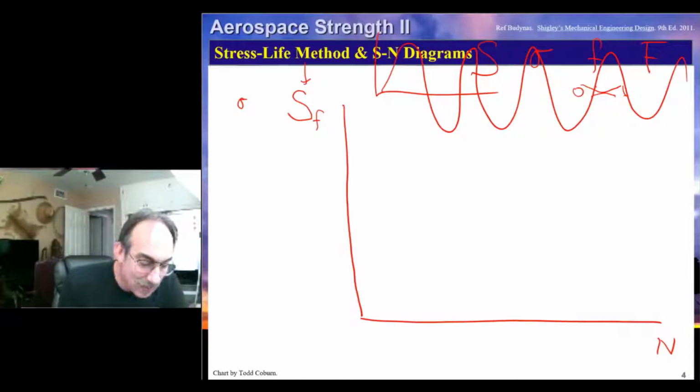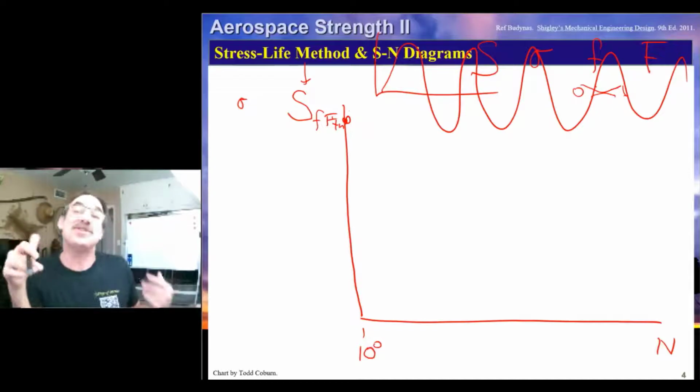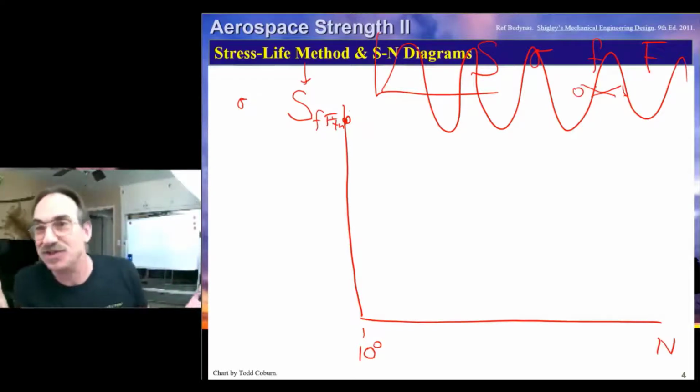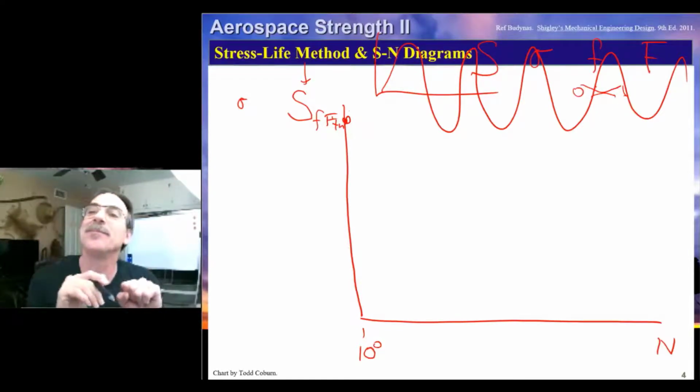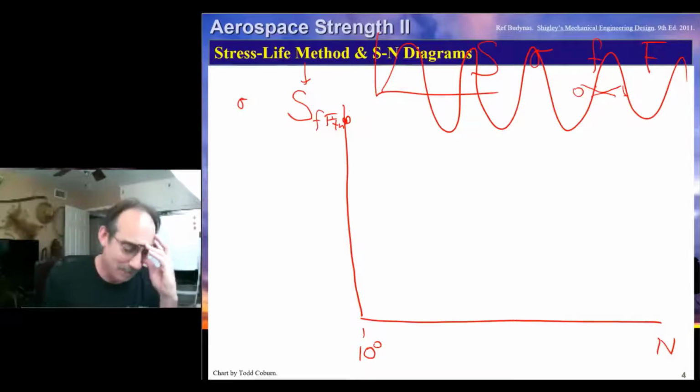One cycle. So we would expect this to be at FTU, right? For one cycle, which we could write that. If we want to get fancy, we could say that's 10 to the zero. It's 10 with zero zeros, which is one, right? Okay.